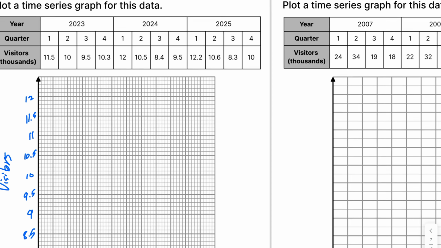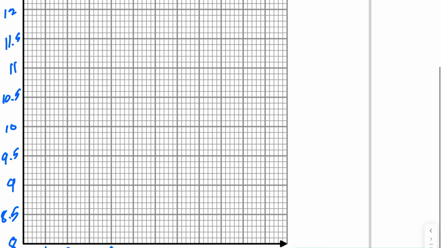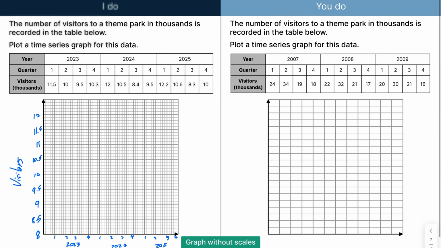And if I just zoom in a bit, so at the bottom, we would have the quarters. So we can have the quarter 1, 2, 3, 4. So that's for 2023. And then we can have 1, 2, 3, 4. That's for 2024. And we could have 1, 2, 3, 4. And that's for 2025. Now we've just got to plot the data. So we have 1 and 11.5. We have 2 and 10. We have 3 and 9.5. We have 4 and 10.3.